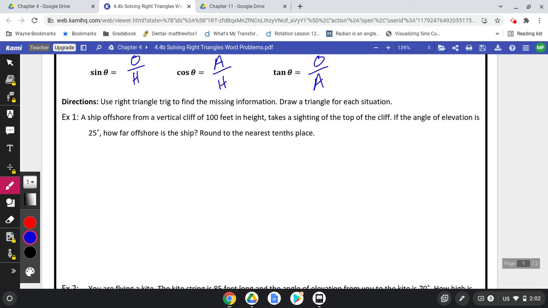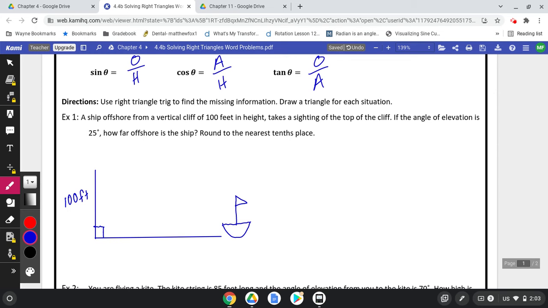So this first question says, a ship offshore from a vertical cliff. Okay, so we've got a vertical cliff, and offshore somewhere is this ship. Let me draw my ship. And it says that the vertical cliff is 100 feet tall. And the key word here, vertical, we know it goes straight up and down, which means a right angle is formed when that cliff touches the water.